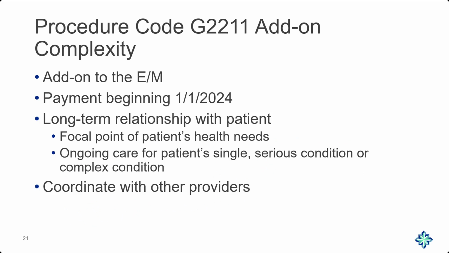But this is an add-on complexity code, and this code is allowing for additional payment because of the long-term relationship a provider may have with a patient and the additional work that's involved in coordinating their overall care. So the providers who can bill this code have to have a longitudinal relationship, a long-term relationship with the patient, or they're treating a single serious or chronic condition. So this could potentially be billed by multiple providers. It's not necessarily just going to be billed by one provider.